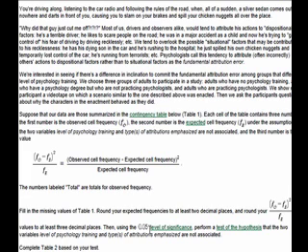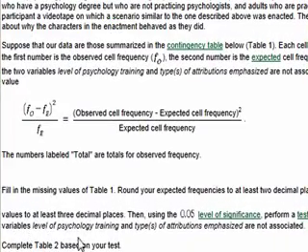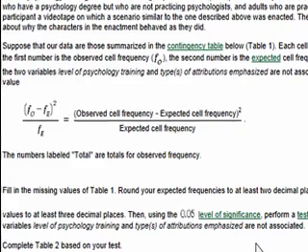And then at the 0.05 level of significance, perform a test of the hypothesis that the two variables, level of psychology training and type of attribution emphasized, are not associated. So it doesn't matter whether you have a degree or not, are you going to make the attribution to dispositional or situational.